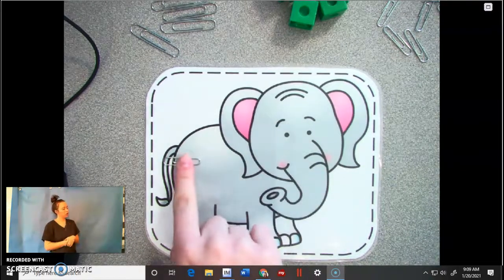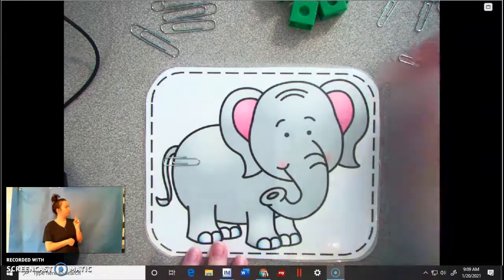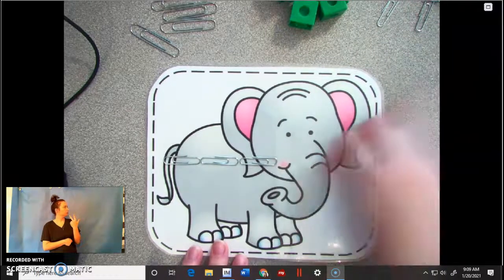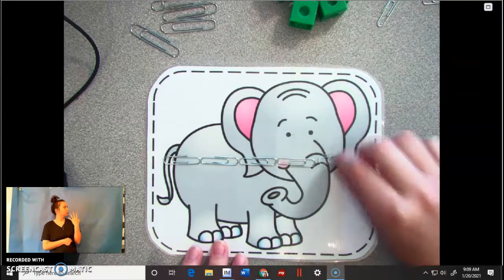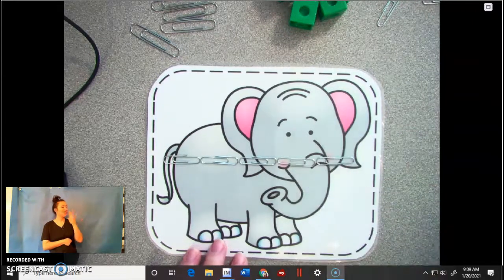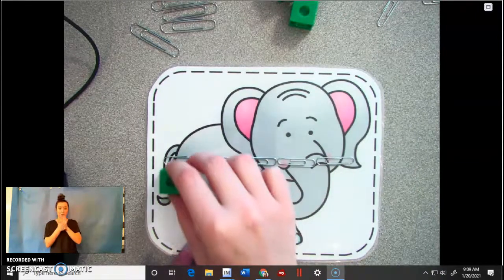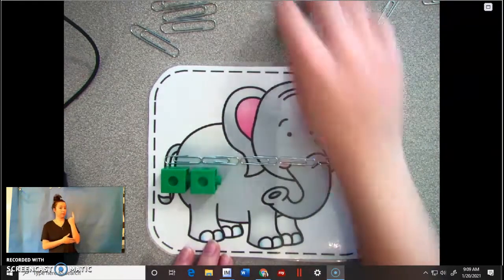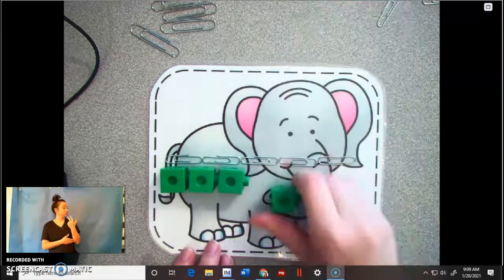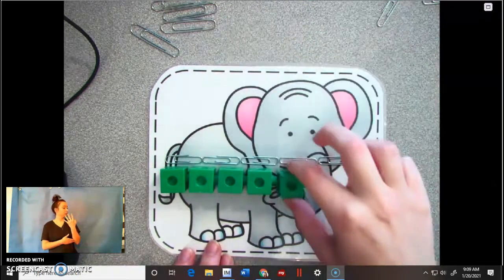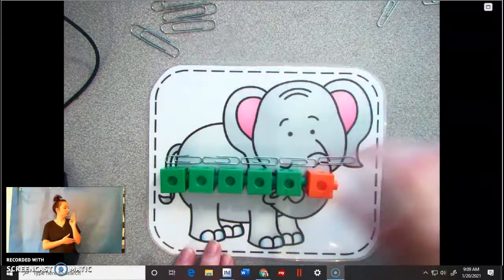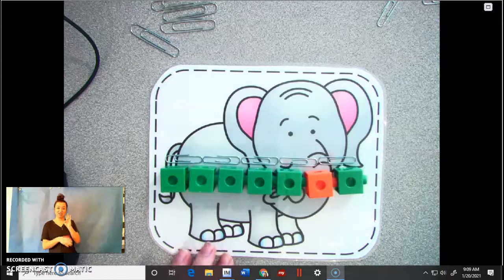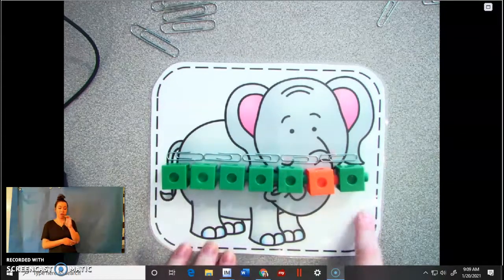I'm going to start at his tail. So 1, 2, 3, 4, 5. So 5 little paper clips. Let's try our blocks. 1, 2, 3, 4, 5, 6, 7. Took 7 blocks. So this elephant is 7 blocks long.